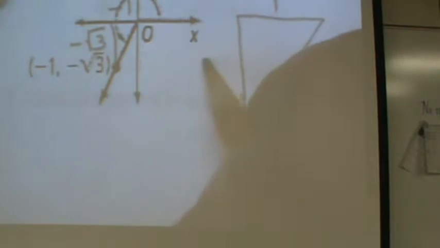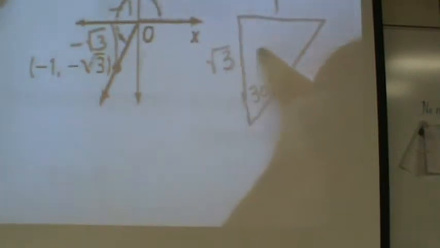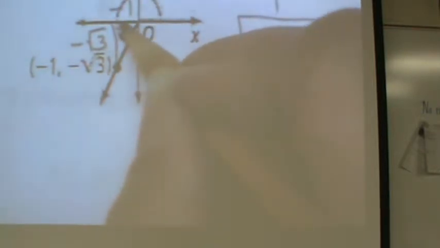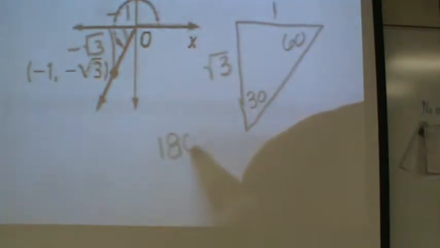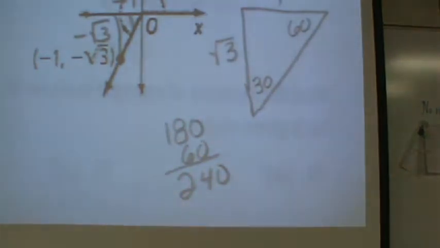This is 1, this is root 3. So the angle opposite the 1, what did we say that was? 30. The angle opposite the root 3 we said is 60. So if this angle right here, inside here is 60, right? Everybody see that? Say yes or no. Yeah. That's 60 degrees. I want to know from here to here. So what's it from here to here? 180. So what's 180 plus 60? 240. This is a 240 degree angle.